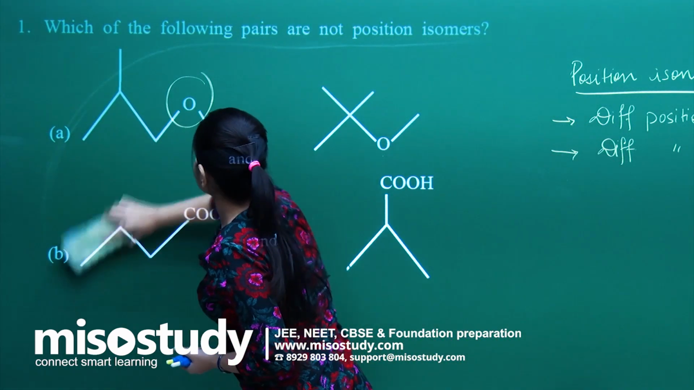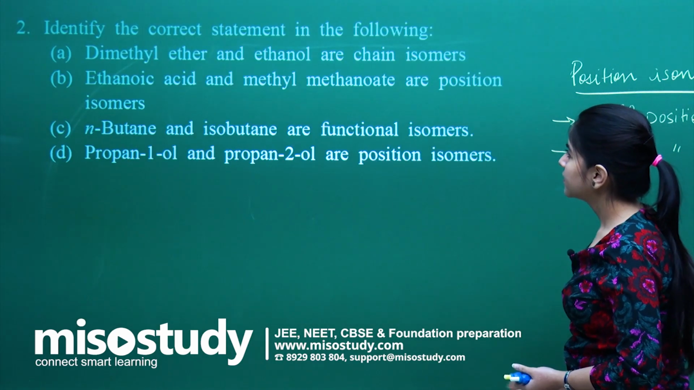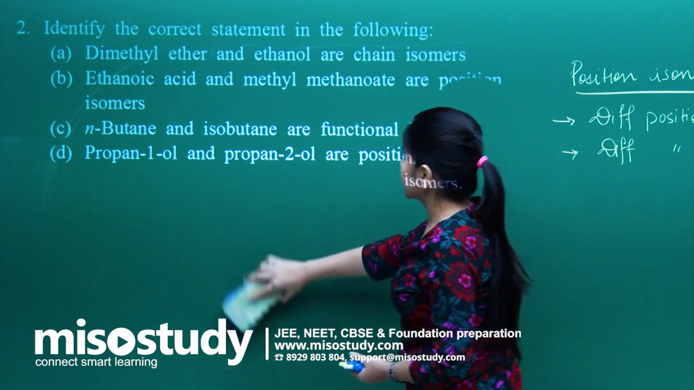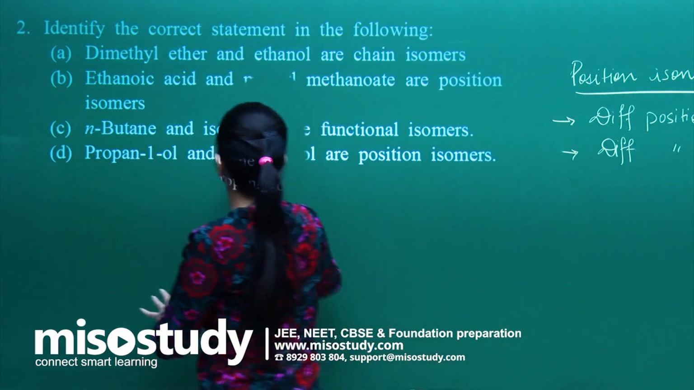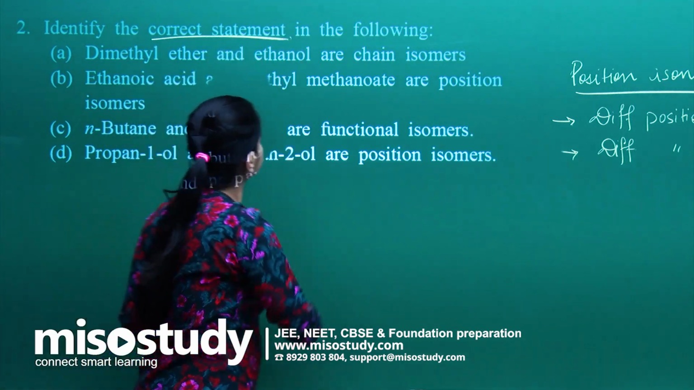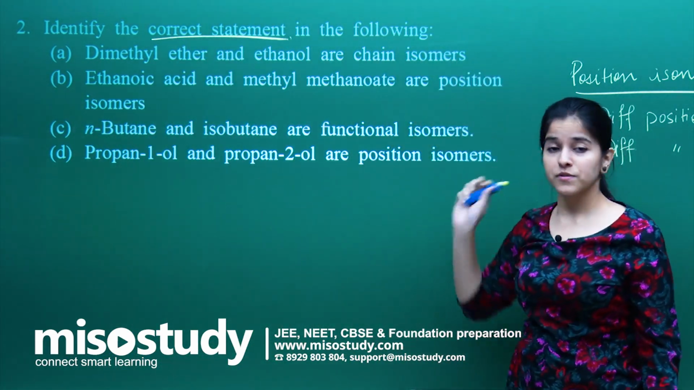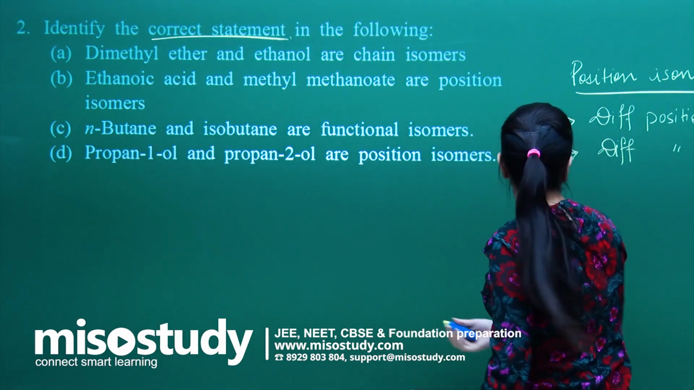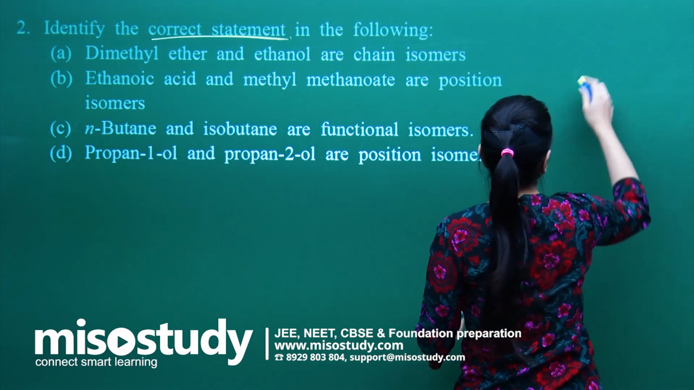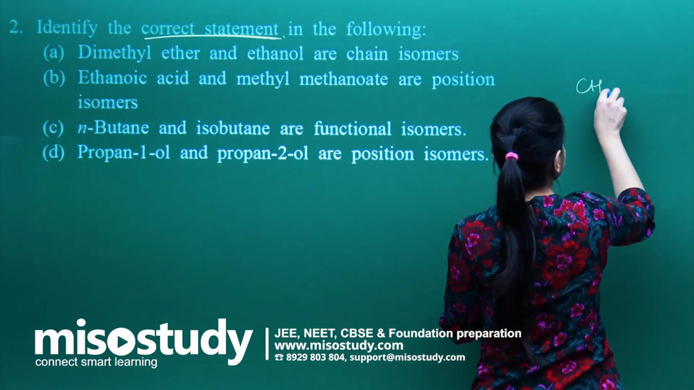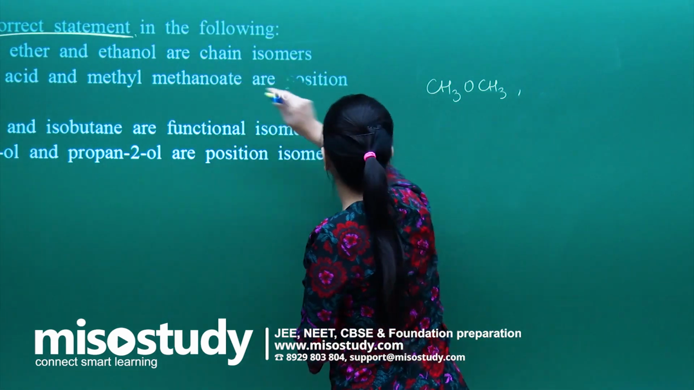Now let's move on to the next question. What do I have next? Identify the correct statement. So you need to find out the correct statement. Dimethyl ether and ethanol are chain isomers. So let us just draw the structures for that. What is dimethyl ether? It is this. And what? Ethanol.